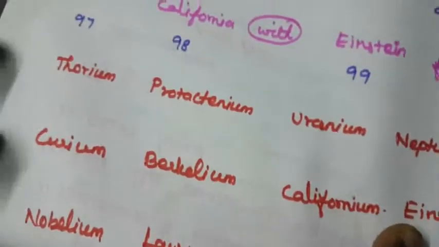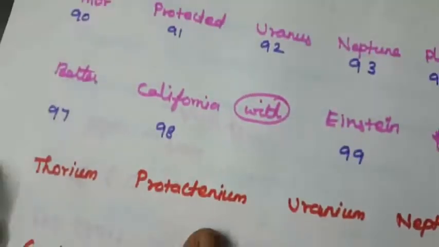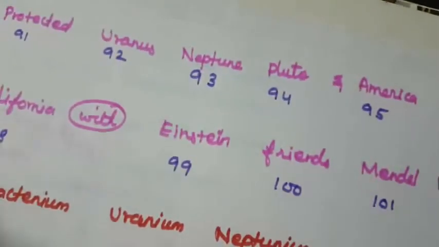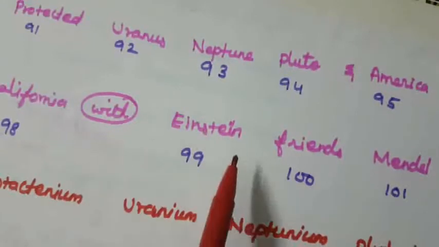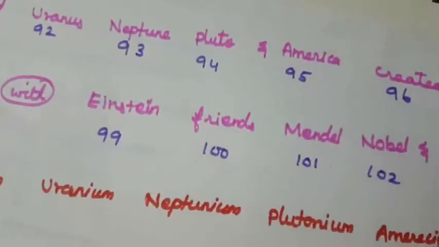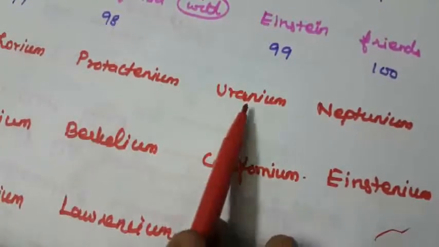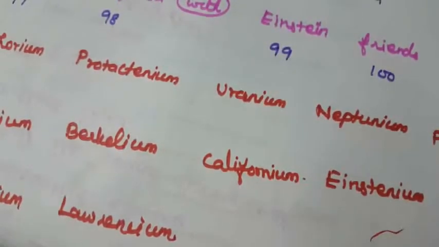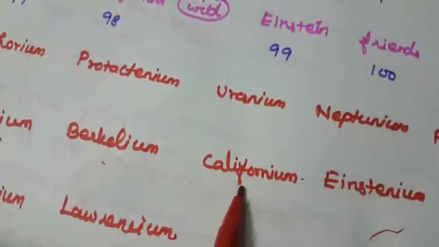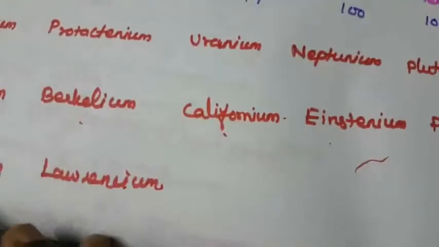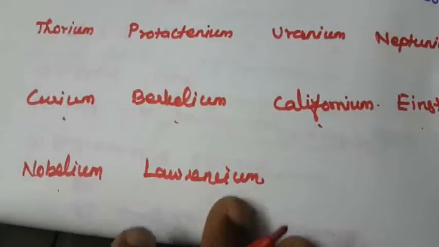These are the element names. Okay, so this is thorium, protactinium. According to that trick: Thor protected Uranus, Neptune, Pluto, America created better California with Einstein friends, Mendel, Nobel and Lawrence. Okay, so this is the trick. According to that number, you can write the names: thorium, protactinium, uranium, neptunium, plutonium, americium, curium, berkelium, californium, einsteinium, fermium, mendelevium, nobelium and lawrencium. Okay, these are the elements.